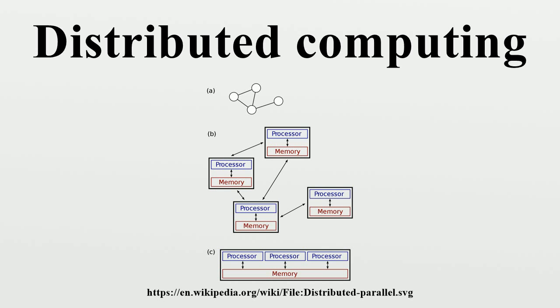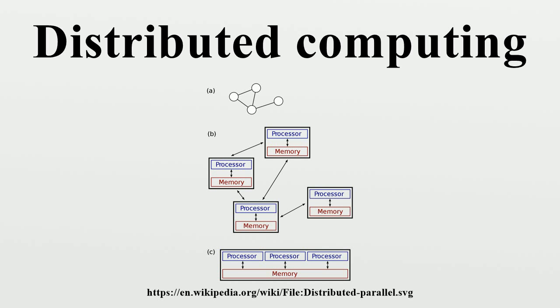Nevertheless, it is possible to roughly classify concurrent systems as parallel or distributed using the following criteria. In parallel computing, all processors may have access to a shared memory to exchange information between processors. In distributed computing, each processor has its own private memory. Information is exchanged by passing messages between the processors. The figure on the right illustrates the difference between distributed and parallel systems.